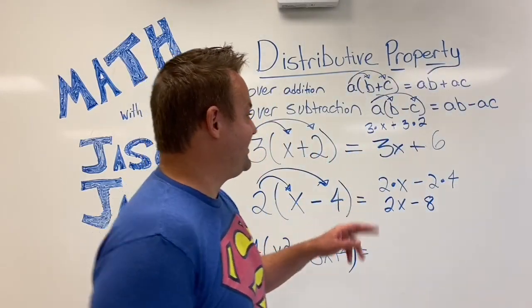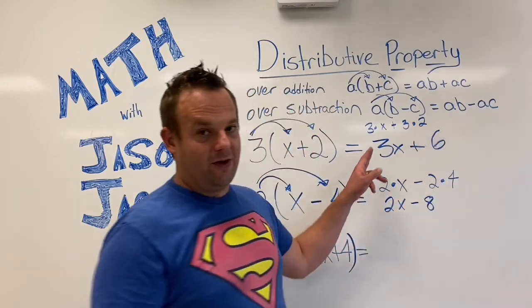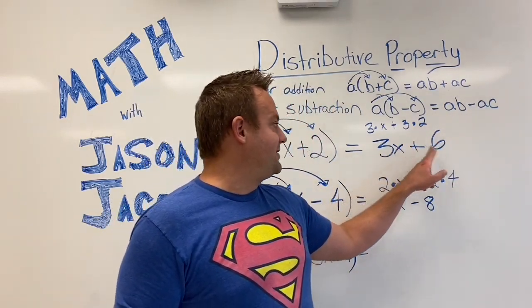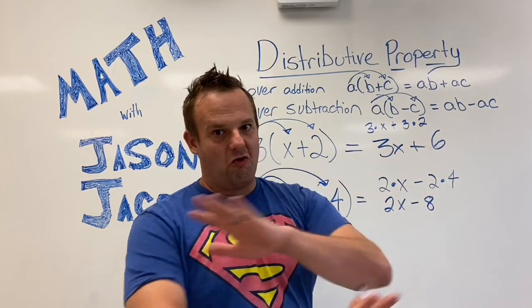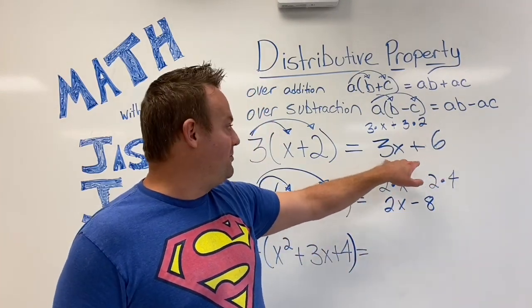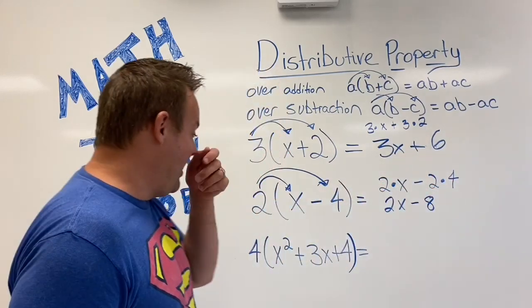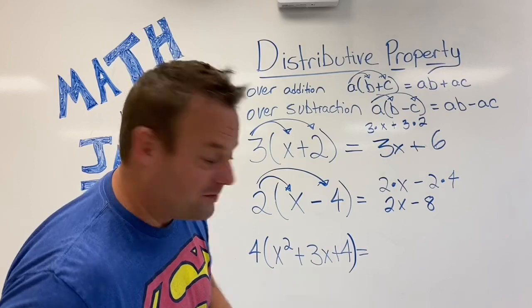Oh, a common mistake that some people make is they'll say, for example in this one, 3x plus 6 is 9x. Wrong. These are unlike terms. I'm actually going to show you how to model this one out in just a second, and I'll explain like and unlike terms, guys.